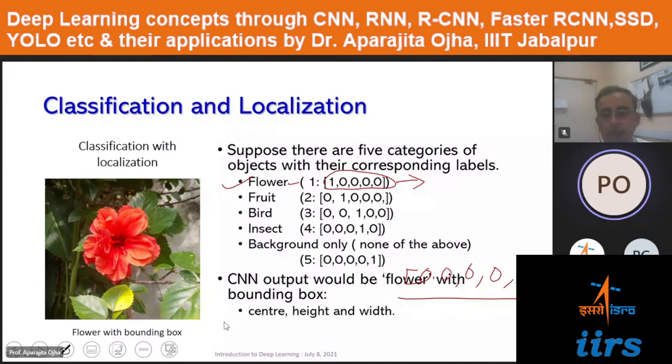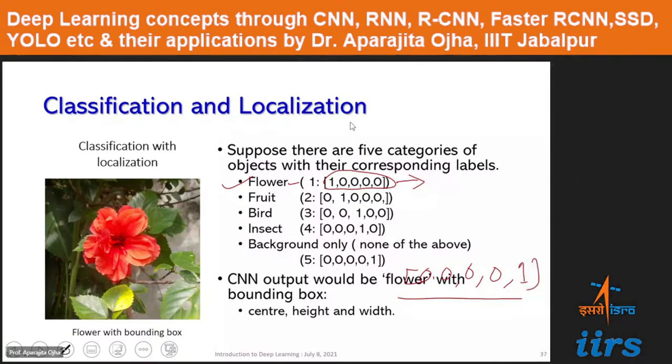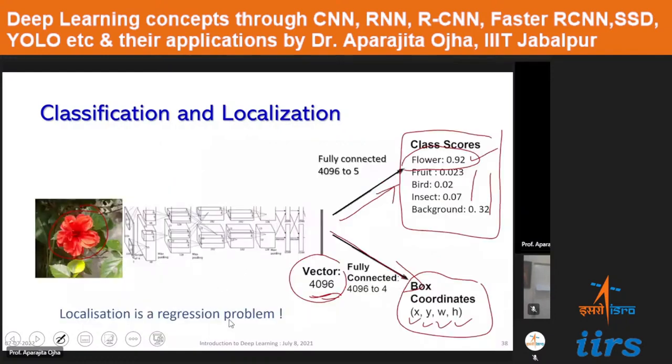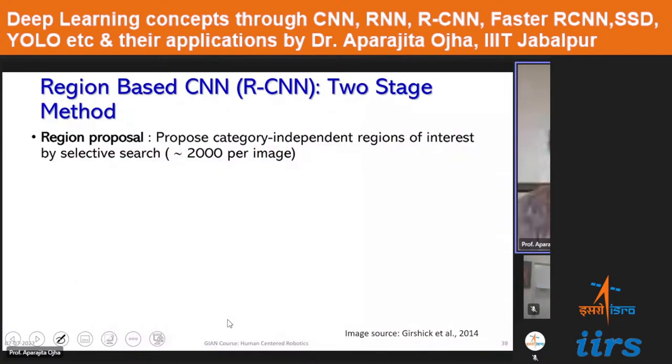For example, if the output is of size 4096, this 4096 to 4 will be giving me 4 outputs, and this will be giving me these 5 outputs. I hope this is clear to everybody. So localization is a regression problem. The object detection problem is a combination of classification and regression problem. Accordingly, your CNN has to be designed. The very first CNN model that was used was known as region proposal based CNN, region based CNN. It was a 2-stage method.